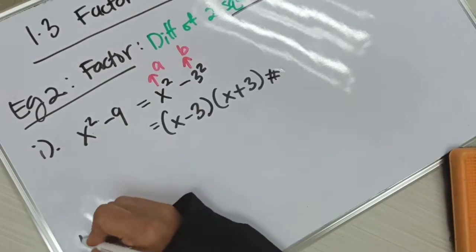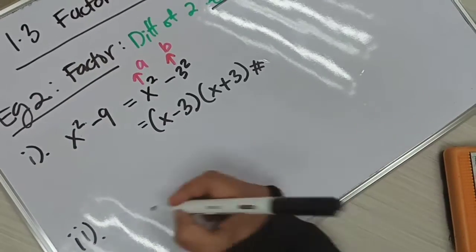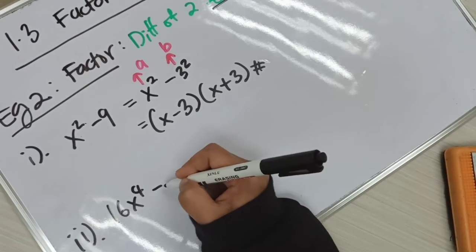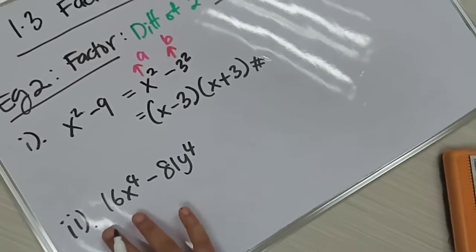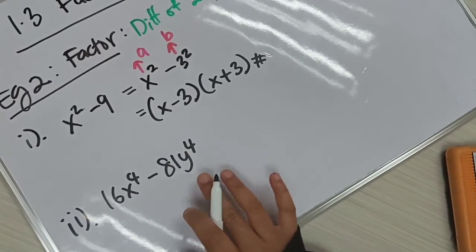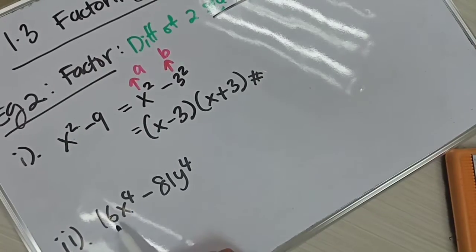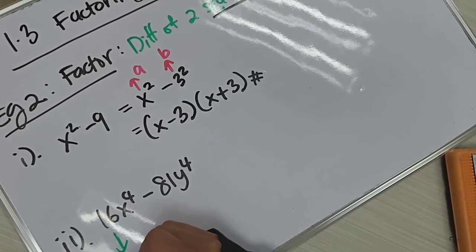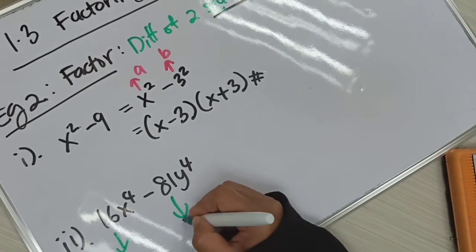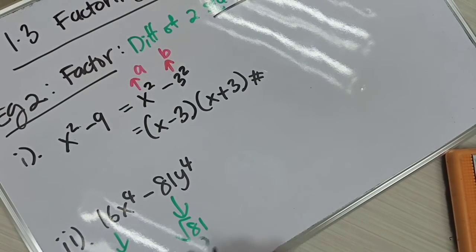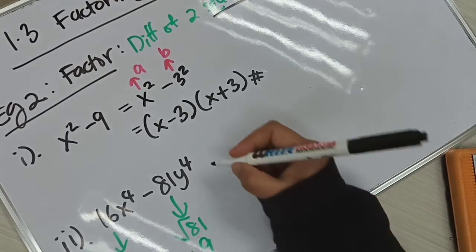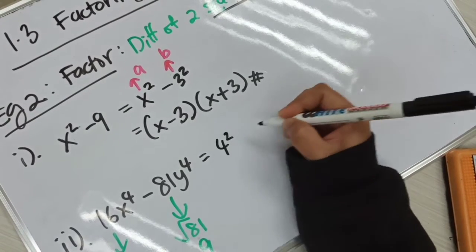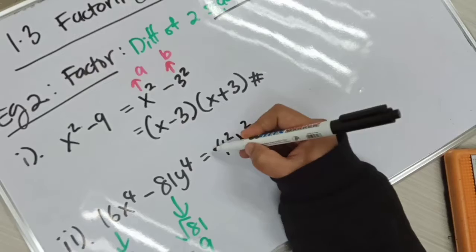And number 2, the question is 16x power 4 minus 81y power 4. Can you make all of these terms into square form? We know that the square root of 16 is 4, right? And the square root of 81 is 9. So for this one, it becomes 4 square x square in brackets.